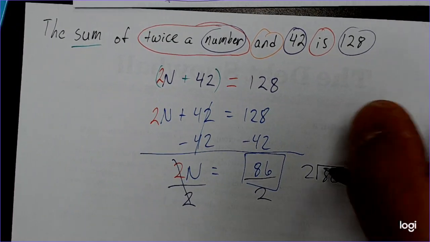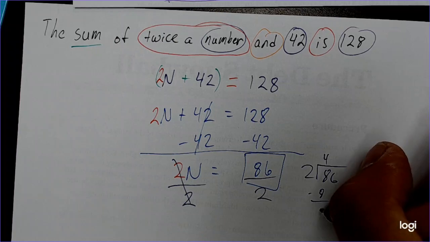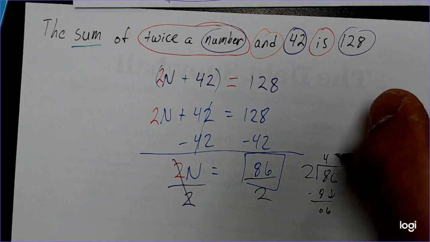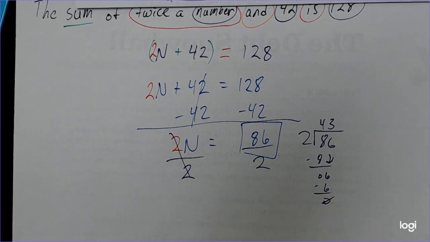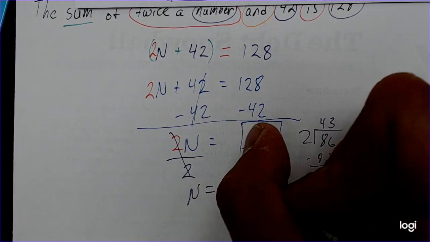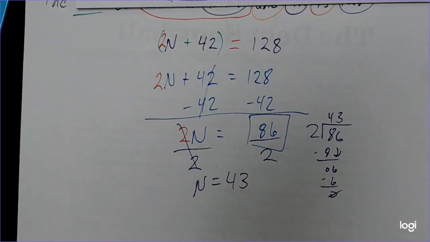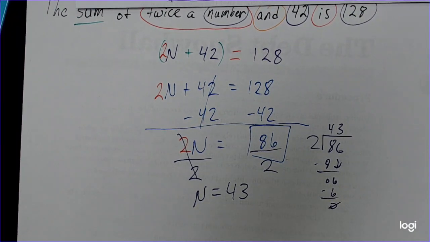86 divided by 2 gives me 4 and 3. So the final answer should have been n equals 43. Maybe there's some other scenarios I forgot about. Oh, okay, I forgot to do multiples of a number, and I forgot to do greater or less than. All right, so let's talk about a couple of other sentences.